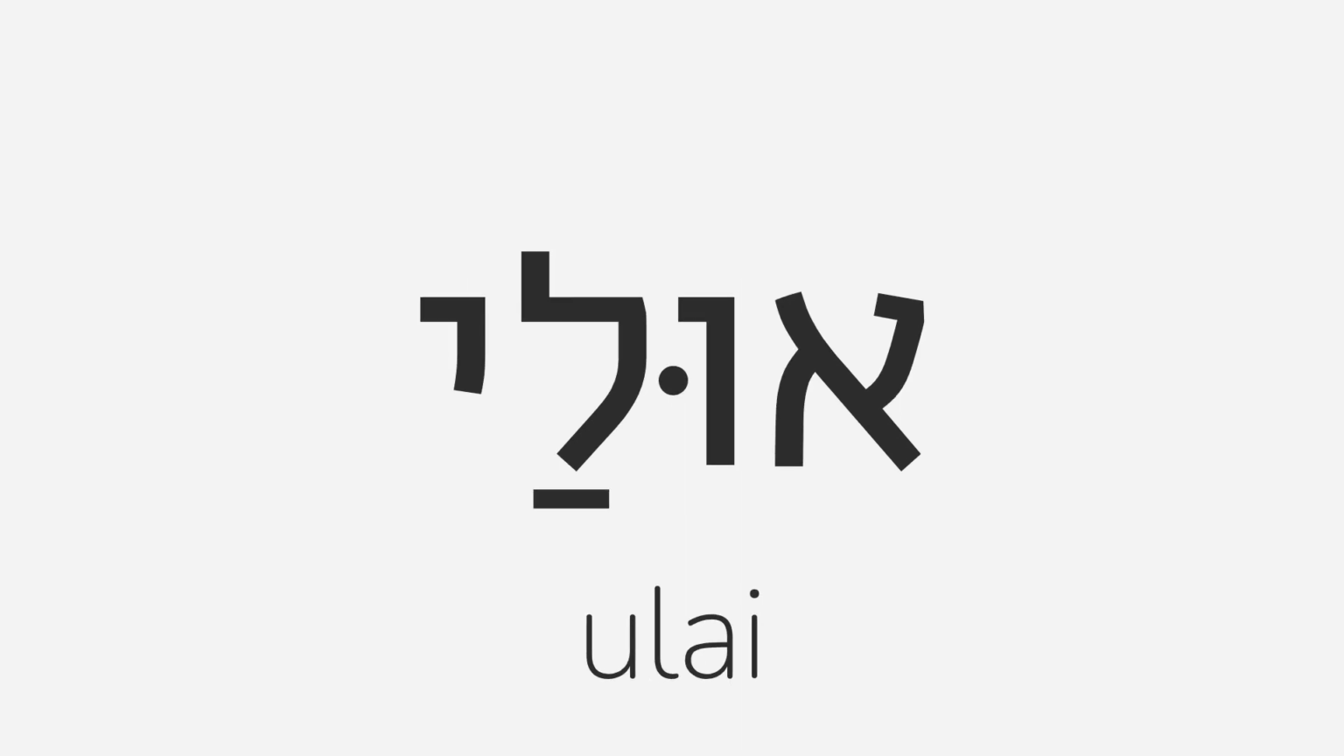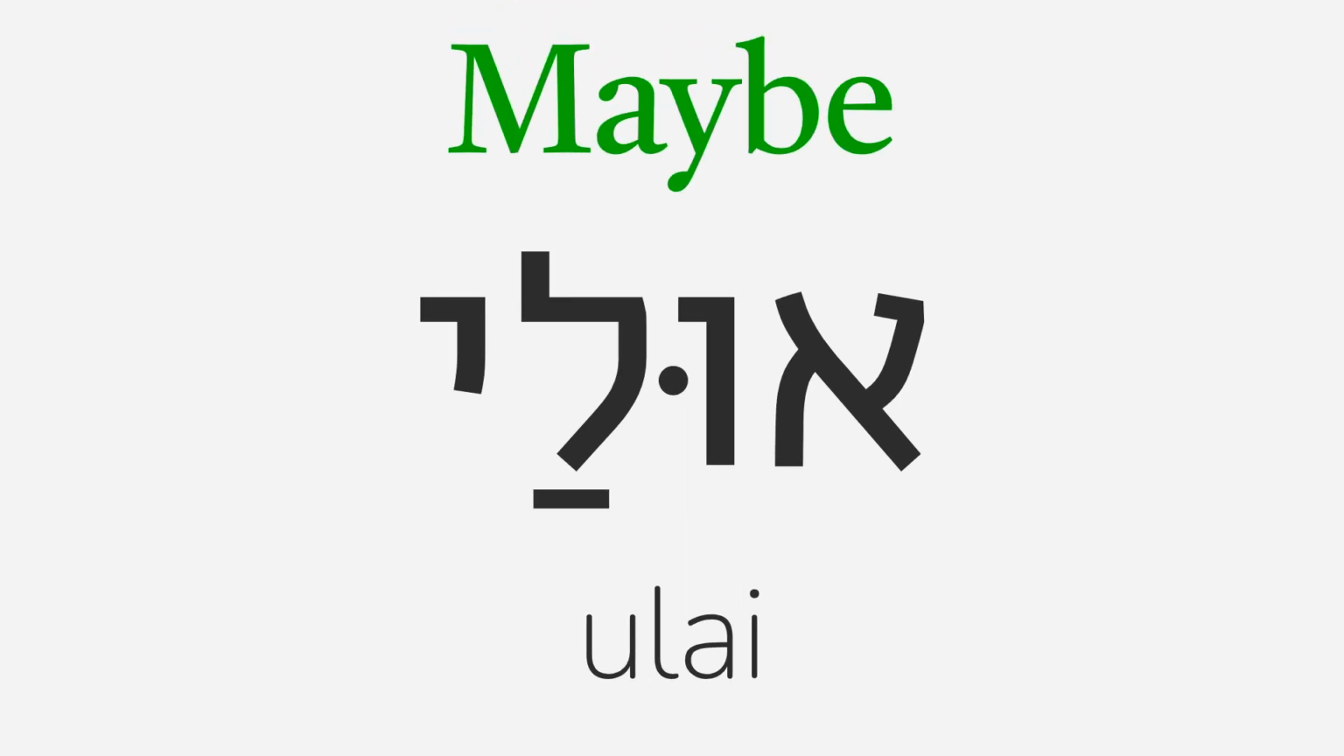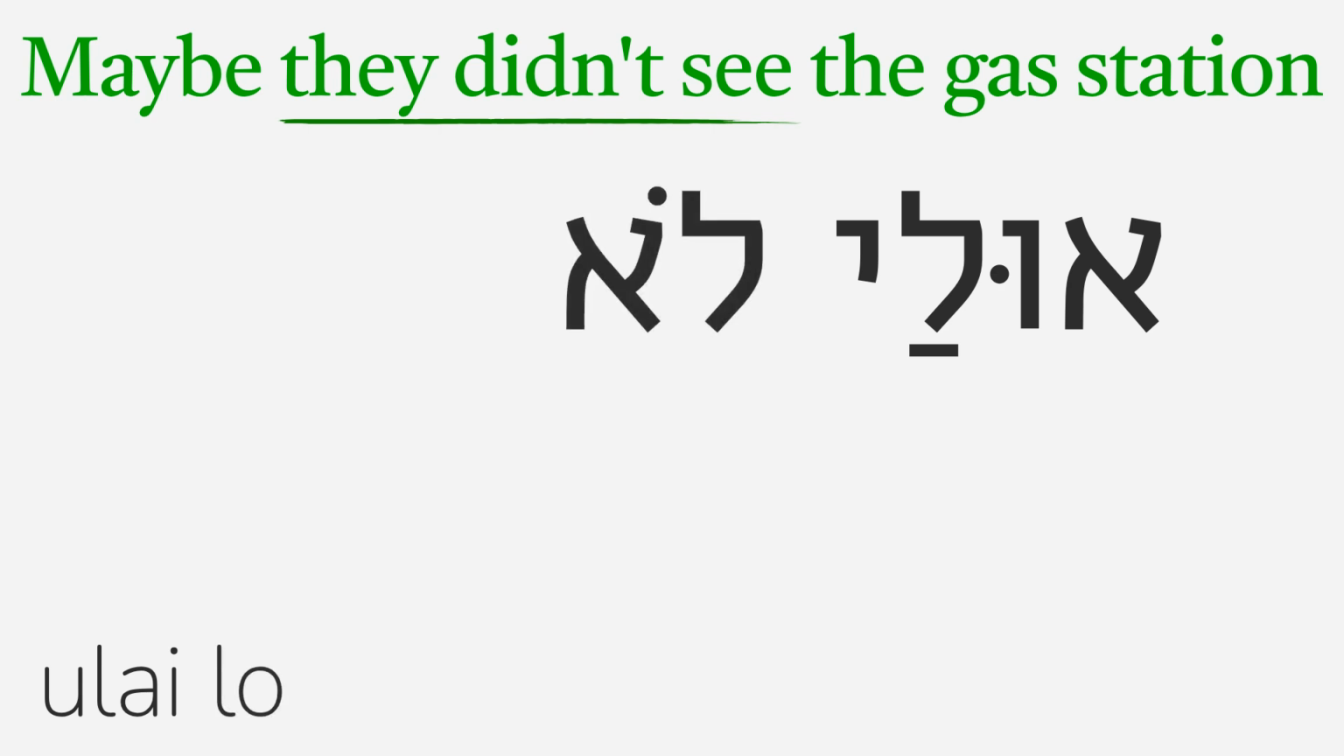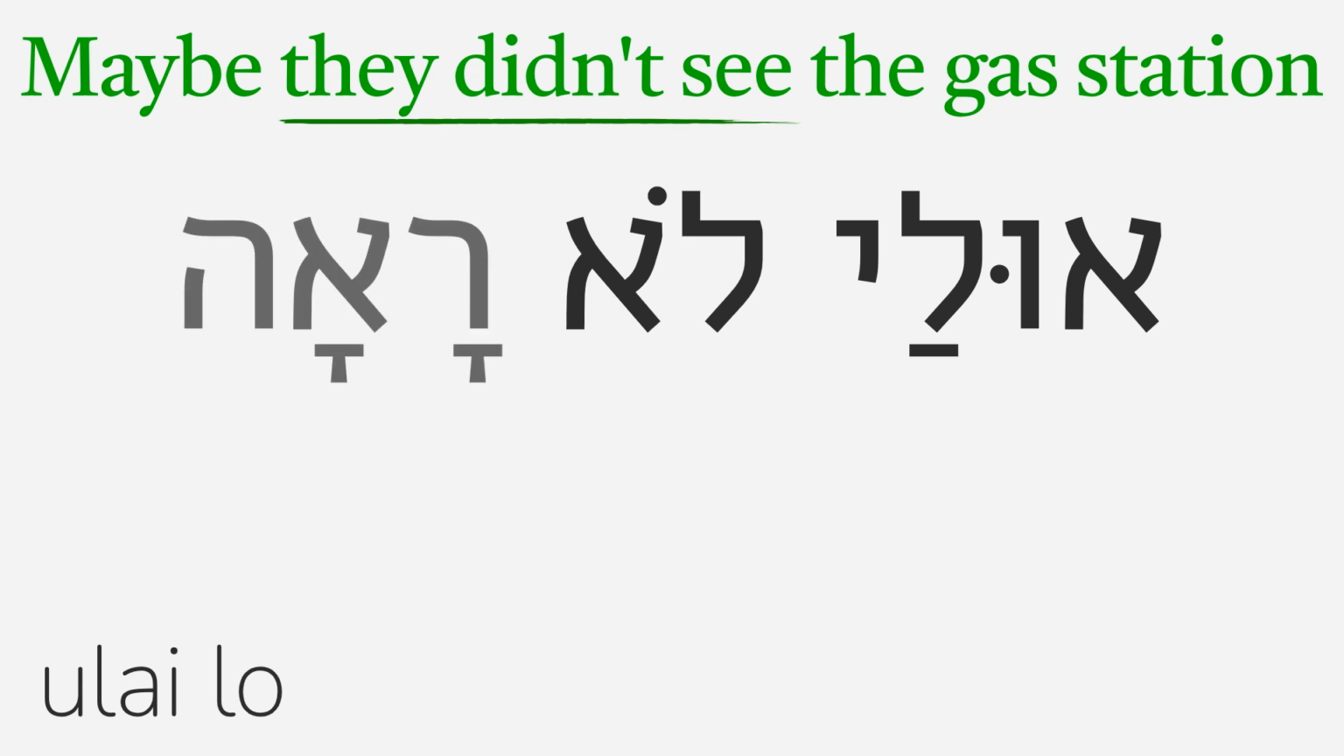Let's learn one more little word, ulai, which means maybe. Let's use it in the sentence, maybe they didn't see the gas station. Maybe is ulai, and they didn't see will just be lo, not, followed by the past tense verb they saw. This is made from ra'ah, he saw, by removing the ah ending and adding u, ra'u. Lo ra'u, they didn't see.